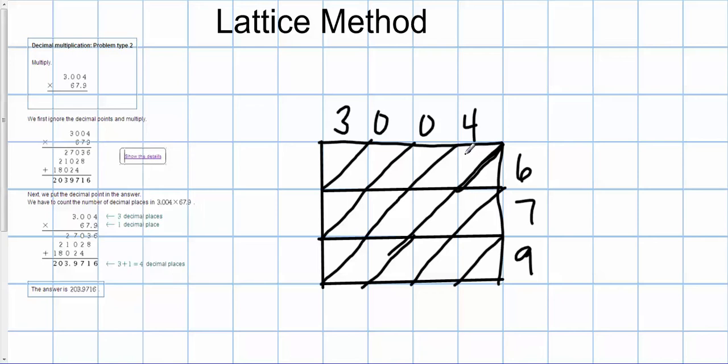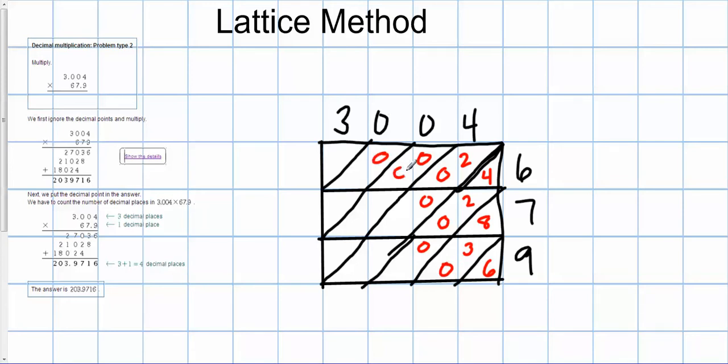6 times 4, and actually I'm going to use a different color. I'm going to use red. 6 times 4 is 24. 4 times 7 is 28. And 4 times 9 is 36. 0 times 6 is 0. 0 times 7 is 0. I have no idea why I put a 6 in there. That should be a 0. And 0 times 9 is also 0.